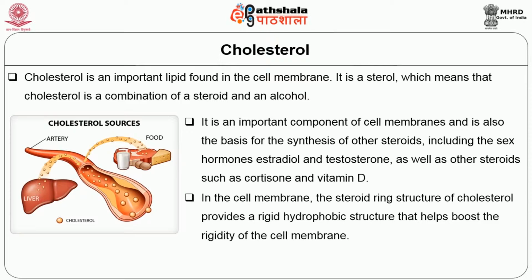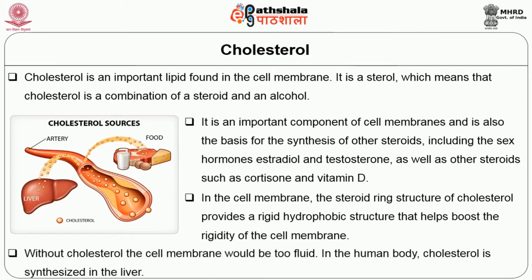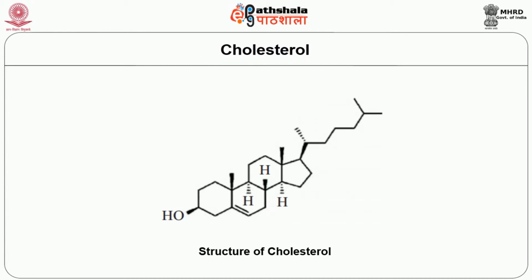So without cholesterol, what will happen to the cell membrane? The membrane will not be intact. It will not be tight. It will become fluid. It can start allowing any material to pass inside and outside of the cell. So that is the physiological importance of cholesterol, a very important class of lipid. And in humans, cholesterol is synthesized in the liver. That is the structure of cholesterol, which is responsible for giving rigidity to the structure of the lipid bilayer membrane.